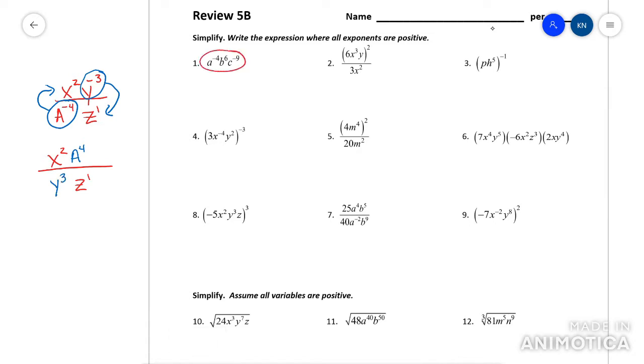So like this first one, imagine it currently is over 1. So these things with the negative exponents have to switch to the bottom here. So it's going to end up being b^6 stayed on top, a, now it's positive 4, c, now it's positive 9. Just like that.